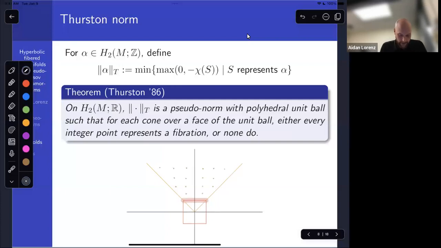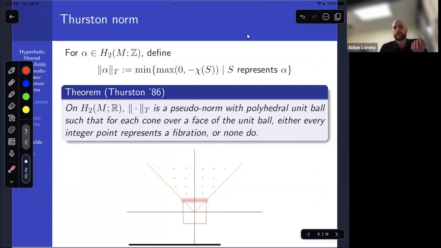So let me explain that using this picture here. Here H2MR, we're imagining, has dimension 2, say, and this red square is our Thurston norm ball. Here's one of the top dimensional faces that's highlighted in red, and the orange lines are showing the boundary of the cone over that face. And the green points are all the integer points inside that cone.